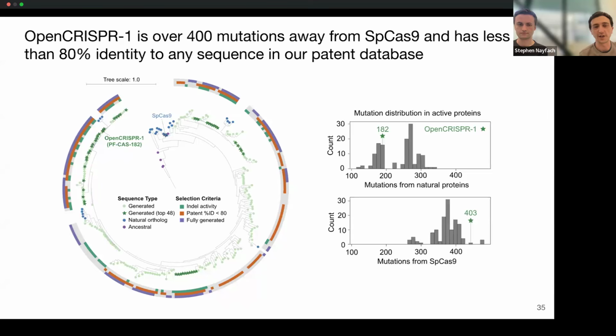Going back to the phylogenetic tree that we showed earlier, you can see OpenCRISPR-1 is also one of the most distant proteins from SP-Cas9. It's all the way on the other side of this phylogenetic tree, having over 400 mutations from SP-Cas9 and almost 200 mutations from anything natural.